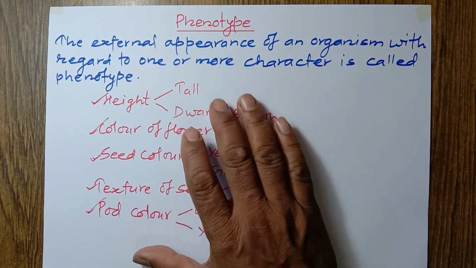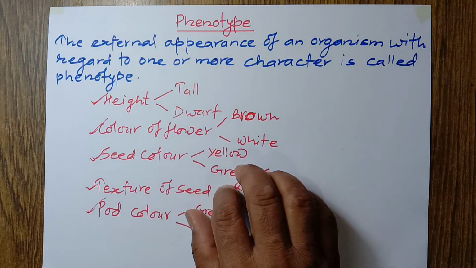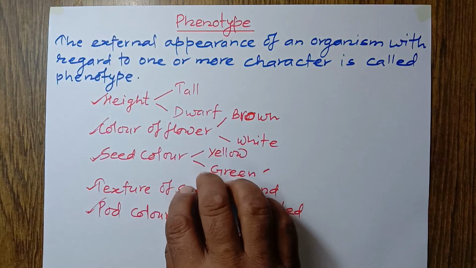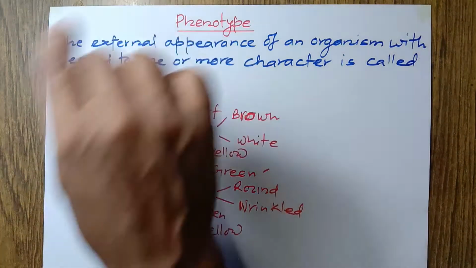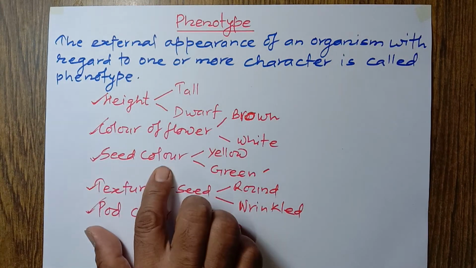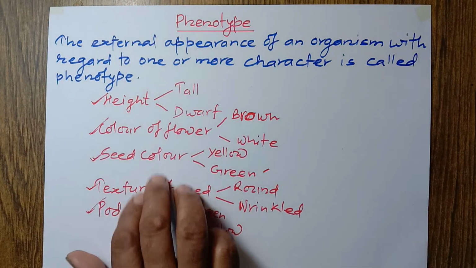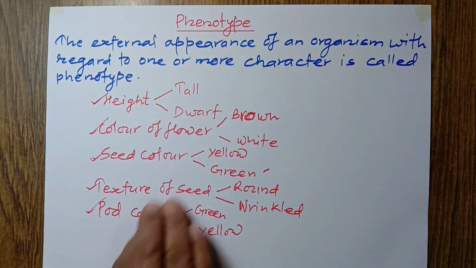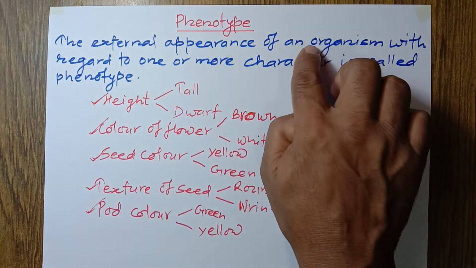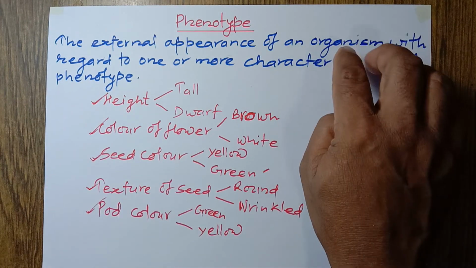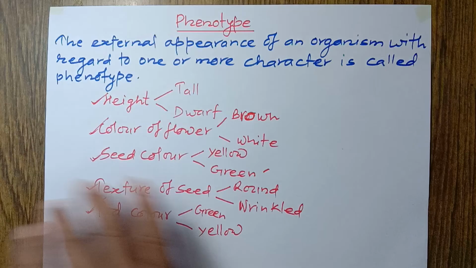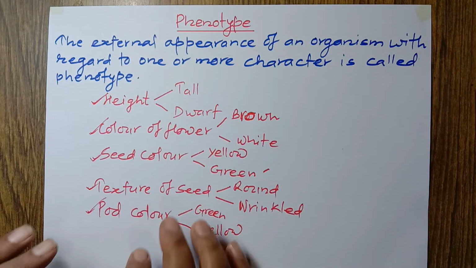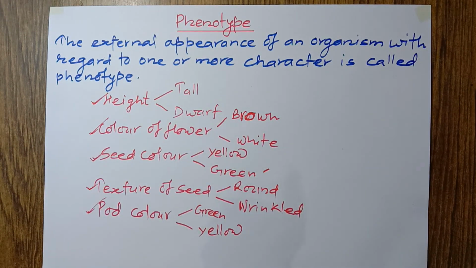But we have to understand a little more also. If we say the height of the plant, the color of flower, the color of seed, texture of seed, pod color, and others, then the sum of all these characters represents an organism. That's why an organism is the sum total of its characters, and the external appearance is the phenotype. Okay, this much for today.